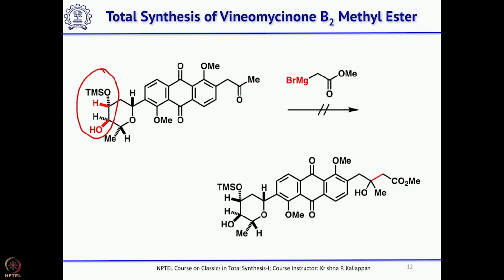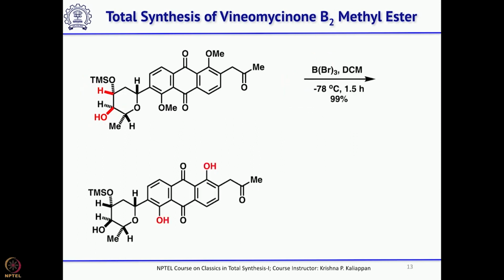Next is to carry out the corresponding Grignard reagent. So the Grignard reagent did not work. Actually, the original plan was to carry out Reformatsky reaction. So here he tried the alpha bromo methyl acetate and formed the Grignard, and this reaction did not go. So instead, they removed both methoxy groups with BBr3.